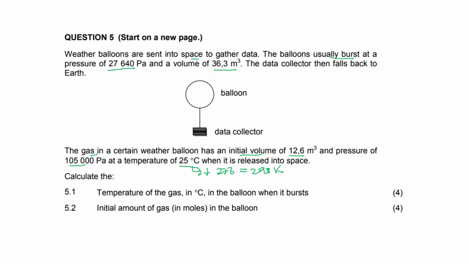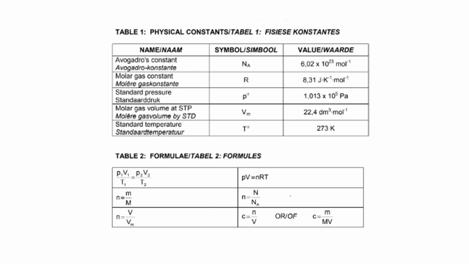Okay, 5.1. Calculate the temperature of the gas in Celsius in the balloon when it bursts. So we have the pressure when it bursts, and we have the pressure initially. We have the volume when it bursts, and we have the initial volume, but we only have the initial temperature. So they want the temperature when it bursts. So we can comfortably use this formula because the only unknown will be T2.